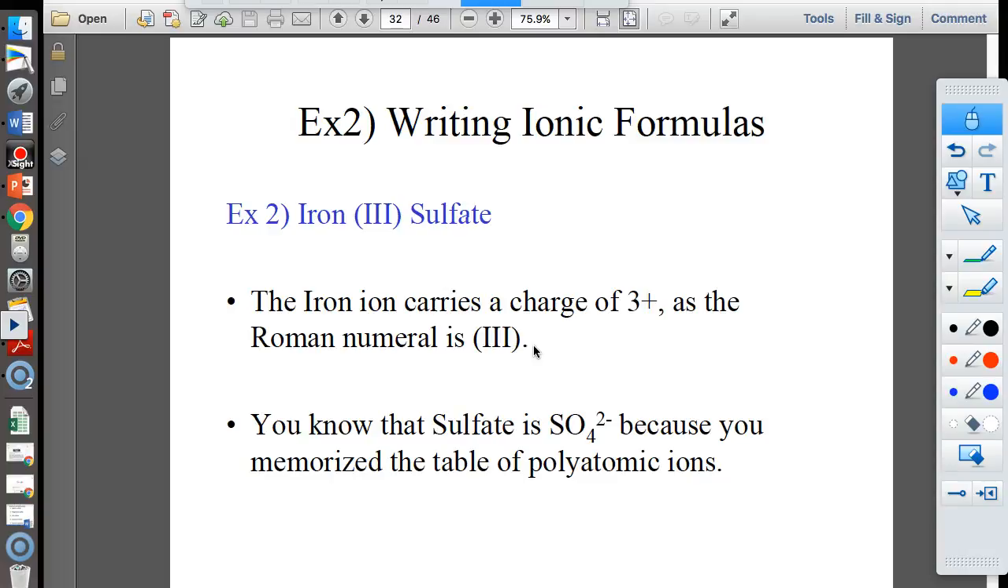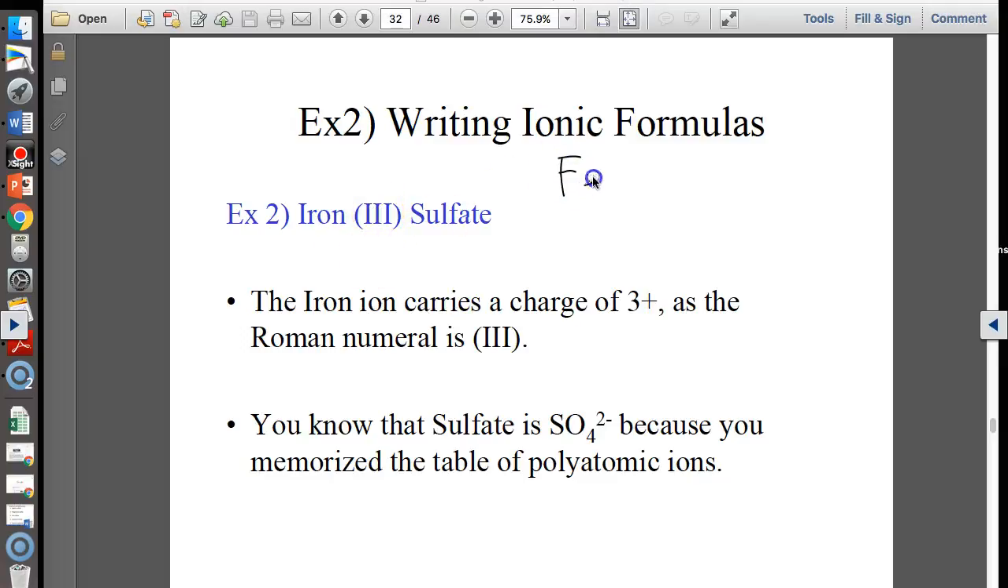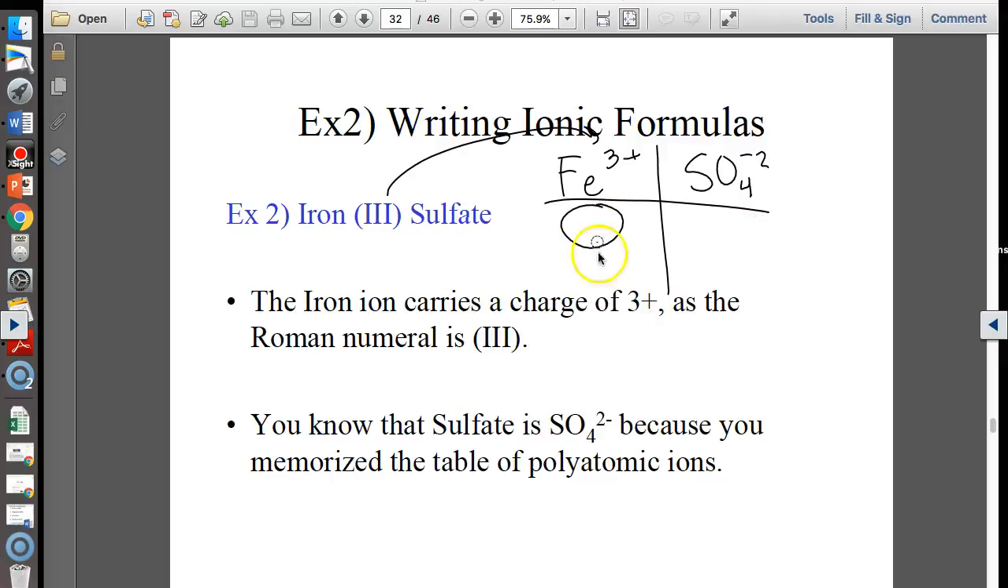So iron(III) sulfate, taking a quiz, how do you do this? The 3 on the iron tells us the charge. So I'm going to start making my little chart. That Roman numeral is the charge on iron, that cation, and then sulfate is SO4 2-. So I'm going to give myself one of each to start. I notice that I don't have enough negative charge, so I give myself another sulfate.